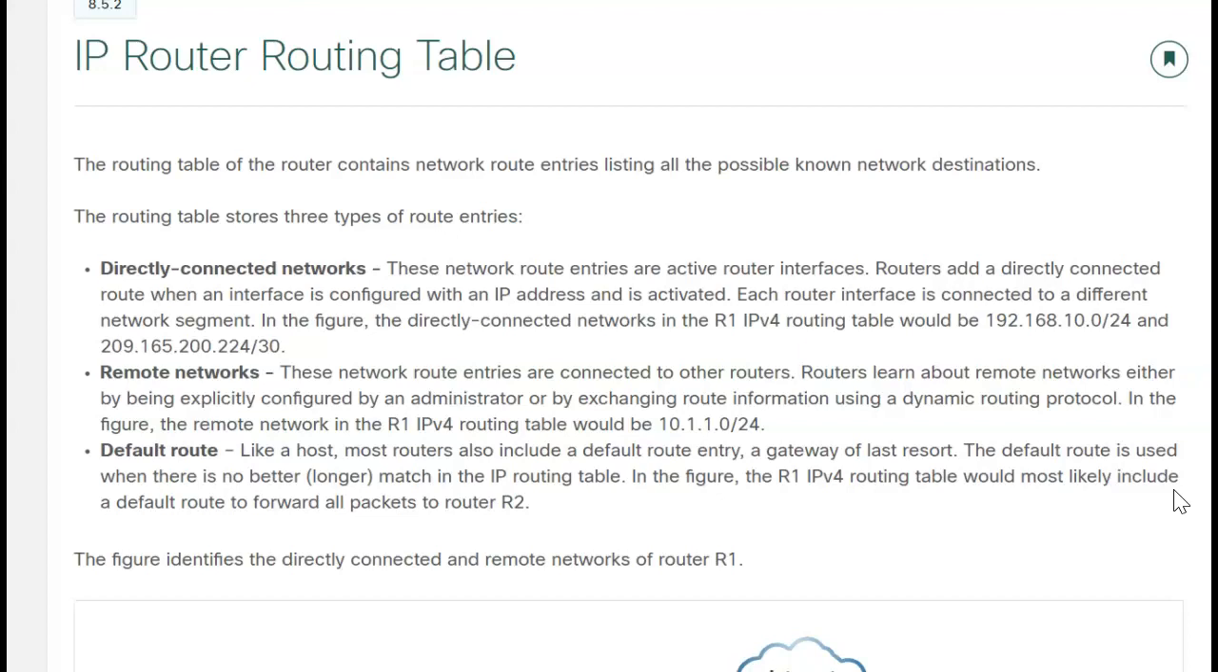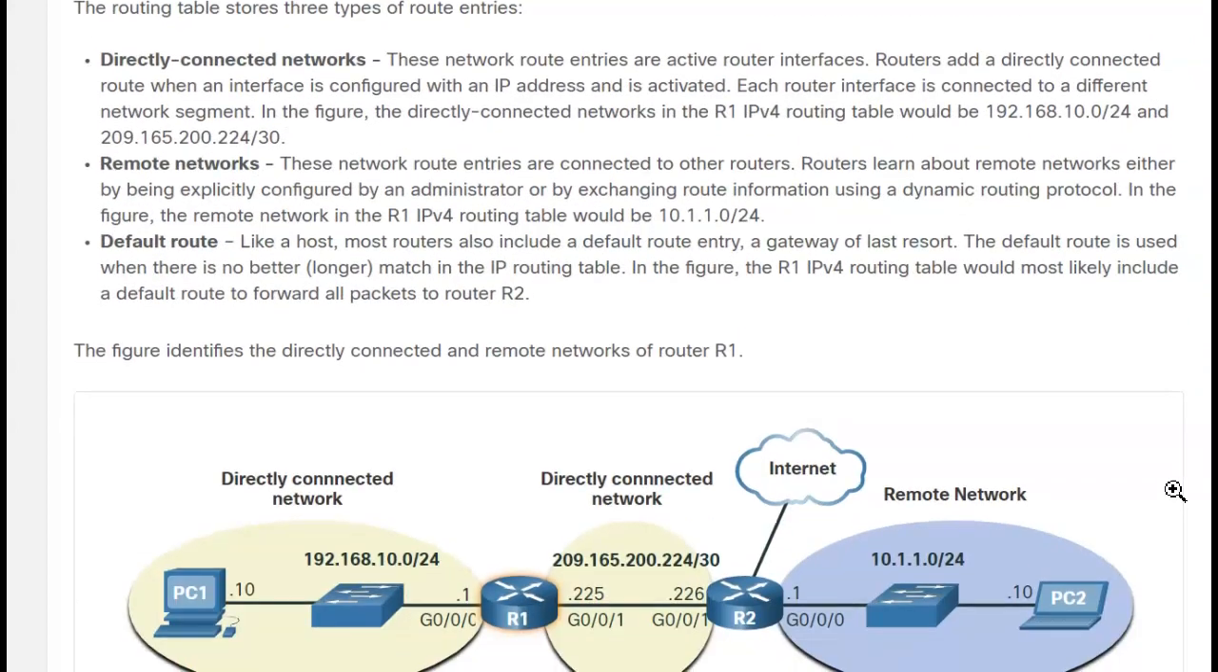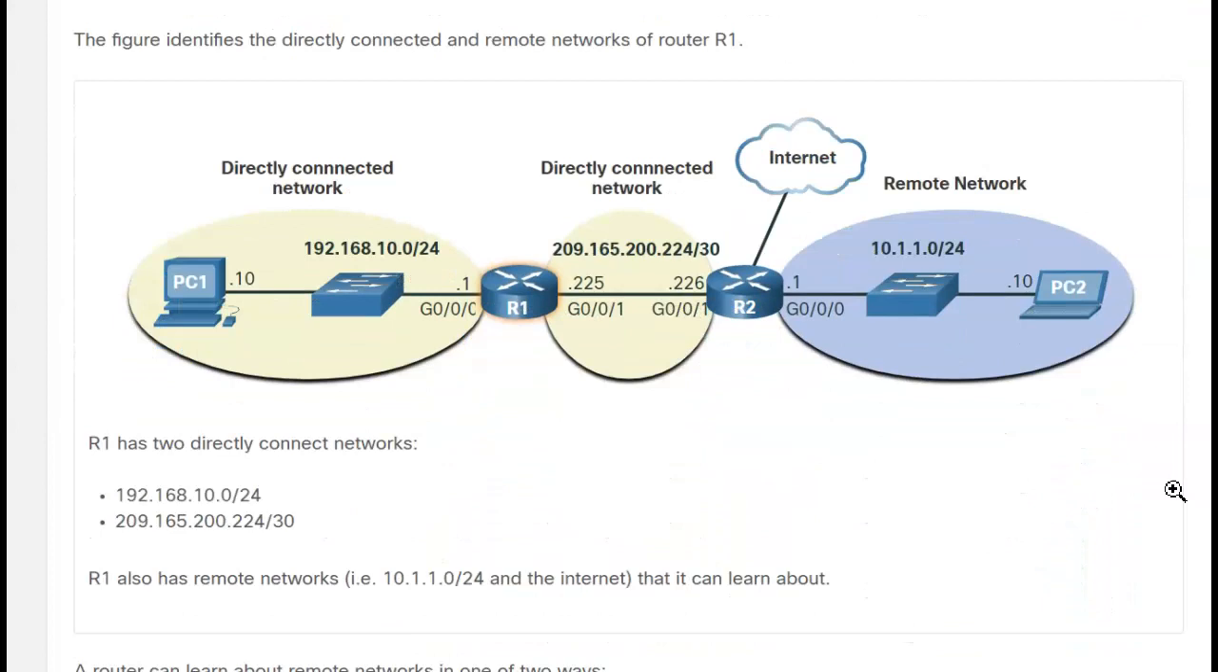And there are several of them out there that exchange data differently so that we can keep track of which networks we want to know about. And then a default route. Like a host, most routers also include a default route or a gateway of last resort. And you'll see both those terms used. But this default route is saying when there's no better answer, no longer match in the routing table, I'm just forwarding this message on. And hopefully somebody else downstream has better luck than I do in getting an answer.